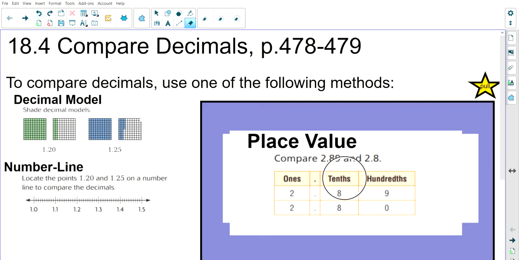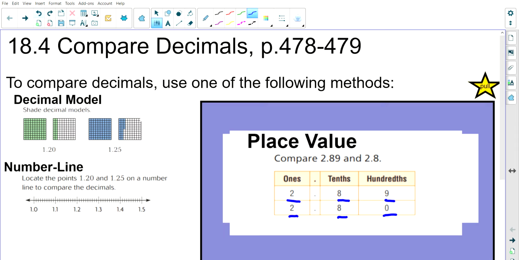All we have to do is compare the same place value digit at a time. If they are equal, we'll move on to the next digit. So looking here, I can compare the ones. They are both the same, so I need to move on to the next. I compare the tenths. Those are both the same again, so I need to move on to the hundredths. The hundredths, 9 and 0, this time they are different. That means I can compare. When I arrive at a different value, I can compare. So I see that 2 and 89 hundredths versus 2 and 80 hundredths. I can tell that 2 and 89 hundredths is greater than 2 and 80 hundredths.